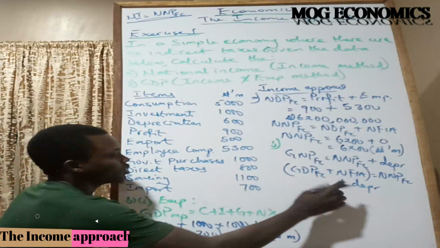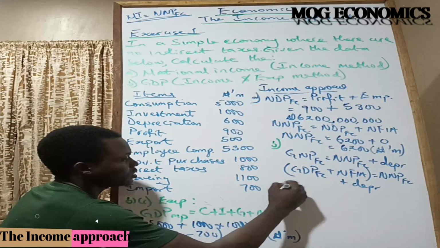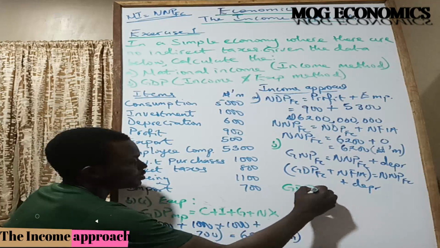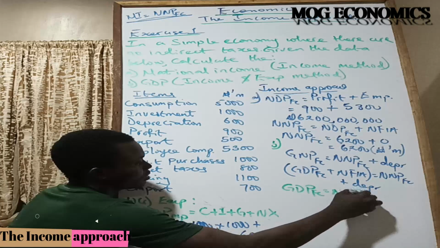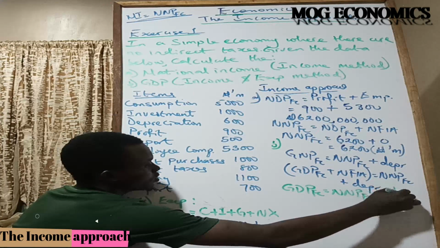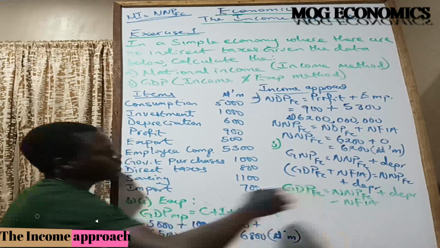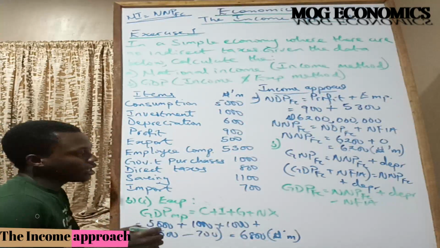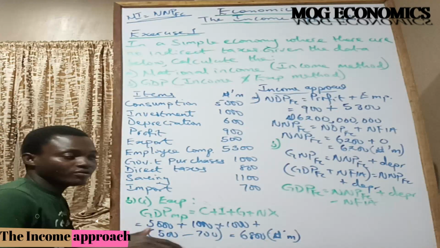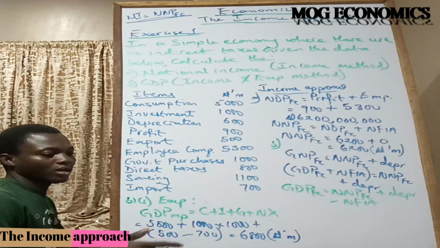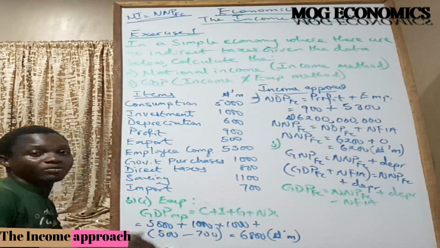So from this, maybe I should use this marker. GDPFC equals NNPFC plus depreciation, then minus NFIA, net factor income from abroad. All right, but what we are looking for is GDP at market price. Factor cost, like I said in the previous video, is just looking at rewards paid to all other factors of production used in the production of goods and services.